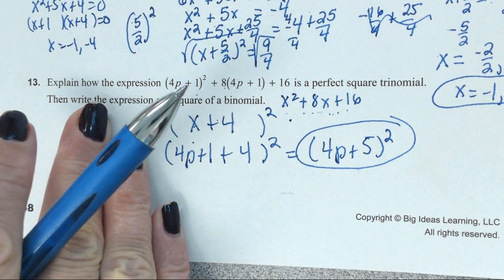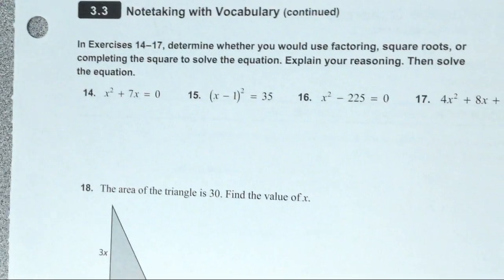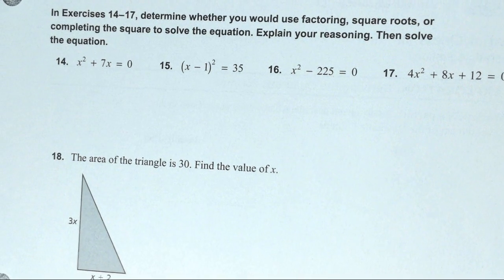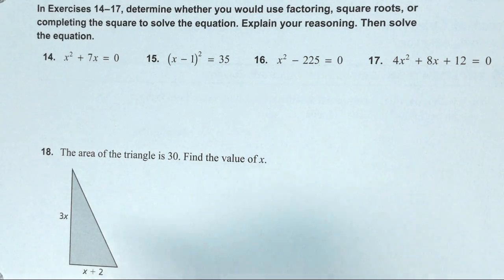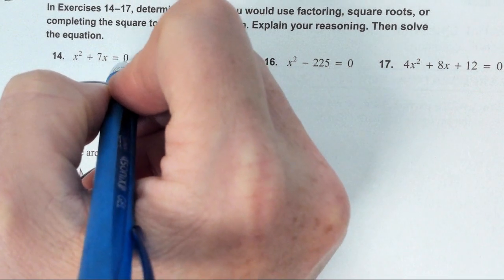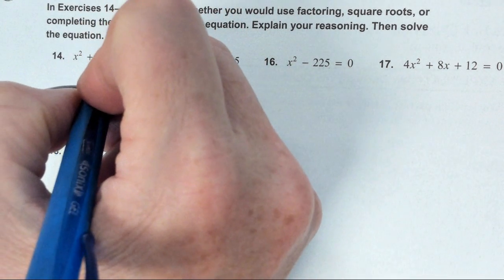Okay? Let's look at the back. Or on the next page, rather. This is page 59. It says, in exercises 14 through 17, determine whether you would use factoring, square roots, or completing the square to solve the equation. Explain your reasoning. Then solve the equation. And Lisha, how would you solve this first problem? That's great. So I would do the same thing, and that's because it's set equal to 0. If it's set equal to 0, we want to try factoring first.